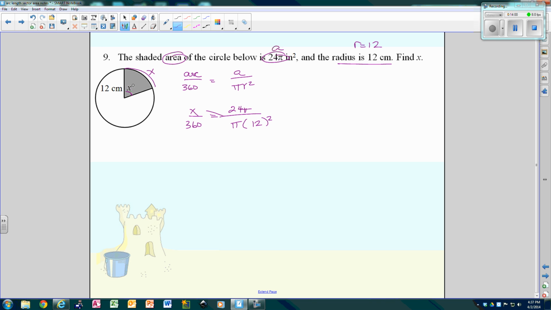So I'm going to cross multiply. First of all, the pi in the top and the bottom cancels out, so that helps me get rid of something. So 12 squared is 144. 144 times x is 144x. So now I've got to go this way. 360 times 24 is 8640. And then divide by 144. So I found out that x is 60, which is in degrees because it's an angle. So x is 60 degrees.